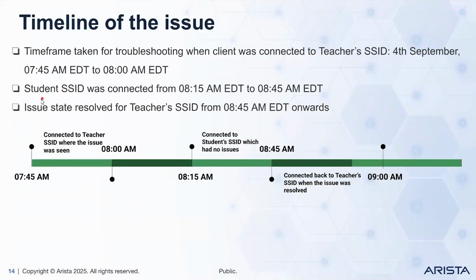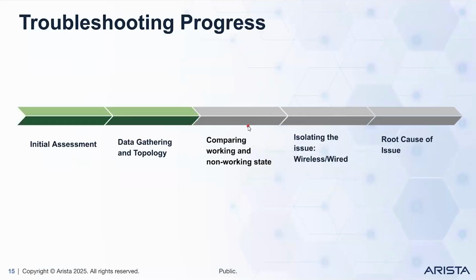The same client was also connected to the student SSID as a part of testing, and this was done from around 8:15 a.m. to 8:45 a.m. And during this time, there was no issue observed. Finally, the issue state had been resolved for the teacher's SSID as well from 8:45 a.m. onwards. With the timeline clarified, we have collected all the required details which will help us in further troubleshooting.